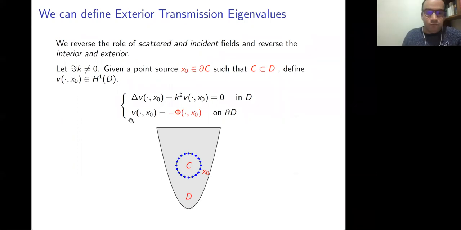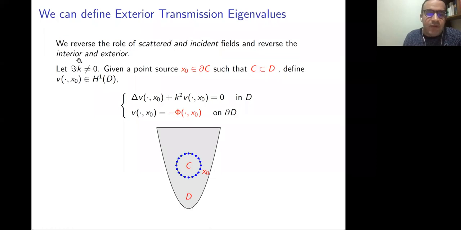Now, for the interior problem, to reverse that, I will put sources inside my domain and consider the interior problem. It's the same Helmholtz equation. I'm just rephrasing this in terms of, you can see, the incident field that now plays the role of the scattering field inside.